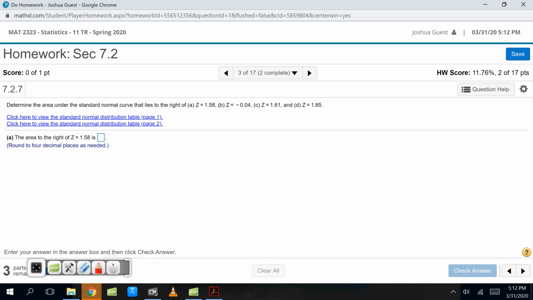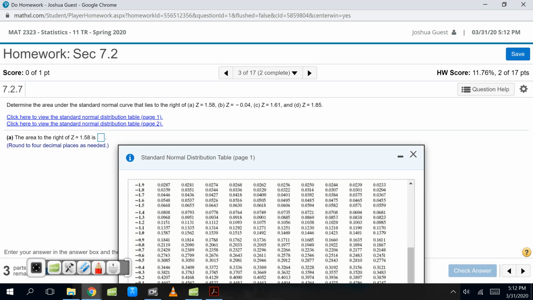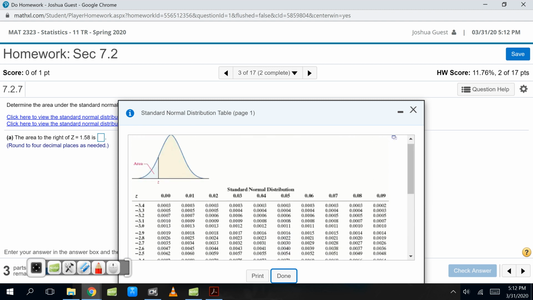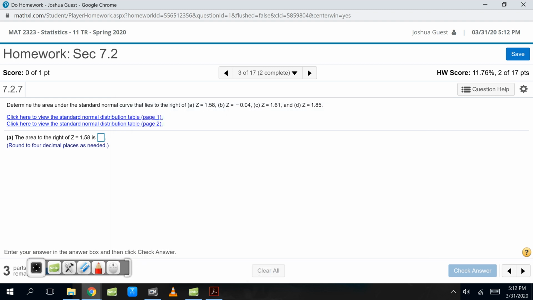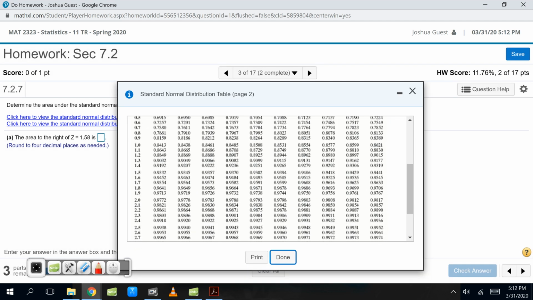So if I pull this up here, I can open this up for the distribution table, and it's going to have negatives on this side. When it has the 2 pages, this is the negative side. Well, I don't want the negative side, I have a positive. So page 2 is positive in this one. I don't know why they broke it up on this one and not on the last one, but they did.